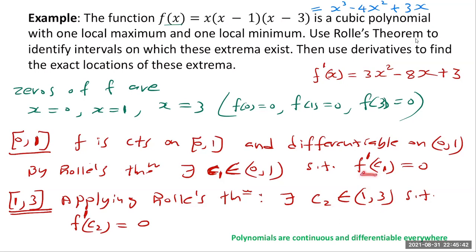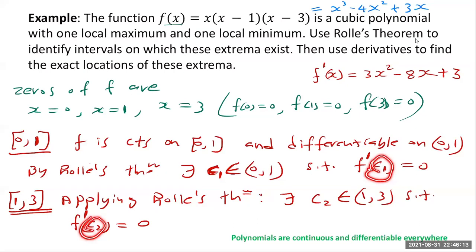Notice that C1 and C2 are critical points because f prime of C1 is equal to 0 and f prime of C2 is equal to 0. Clearly, C1 and C2 are critical points. But from a previous theorem, we know that local extrema are critical points. Those two local extrema that they are talking about in this example, we are given that we have a local maximum and local minimum. They could be corresponding to these two critical points.